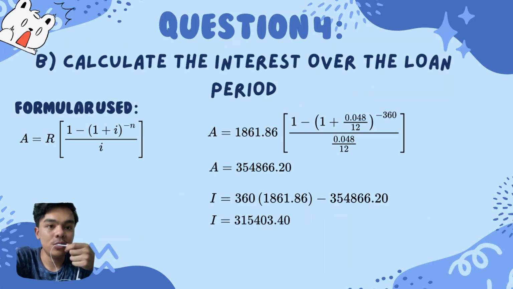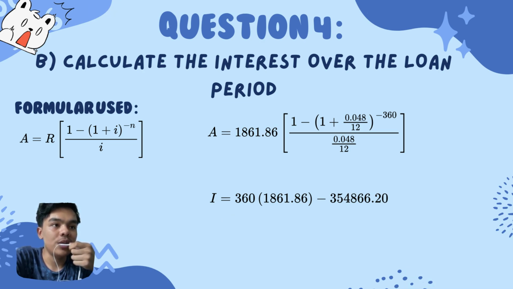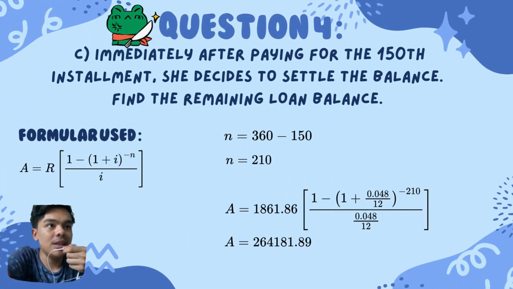Question B, calculate the interest over the loan period. In this question, we have to find A first, which is A equal to R times [1 minus (1 plus I) to the power of negative N] divided by I. We put everything in the formula, and then we will get the answer for A, 354,866.20. Next, we have to use the formula I equal to Rn minus A. We put everything in the formula, and then we will get the final answer I equal to 350,403.40.